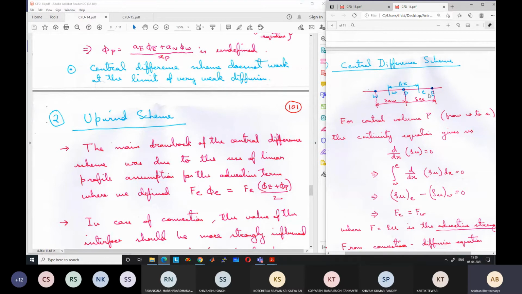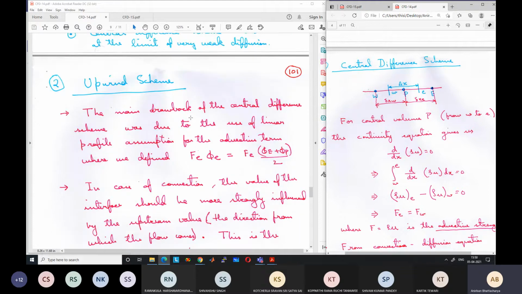Okay. So now we will see what can be done if the velocity is large. So we should ignore the effect of the downstream side. Okay, we should take the effect of the upstream side if the velocity is large. So that is what is outlined here. I will just read this again to summarize.